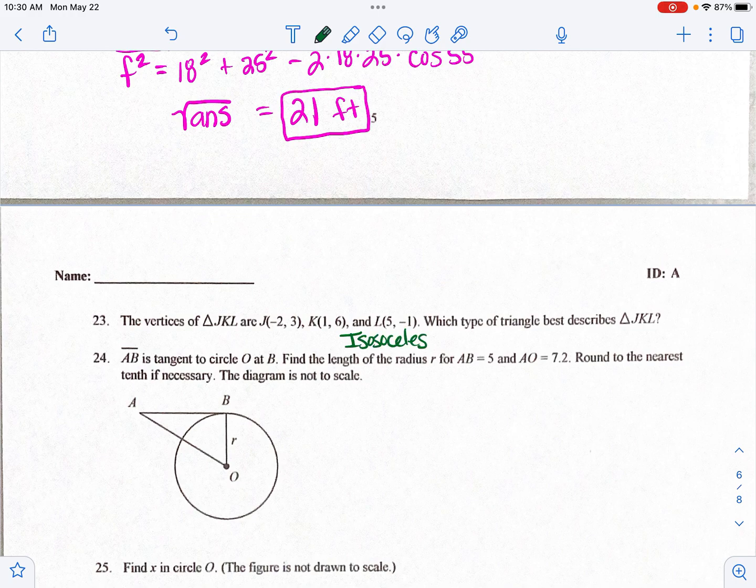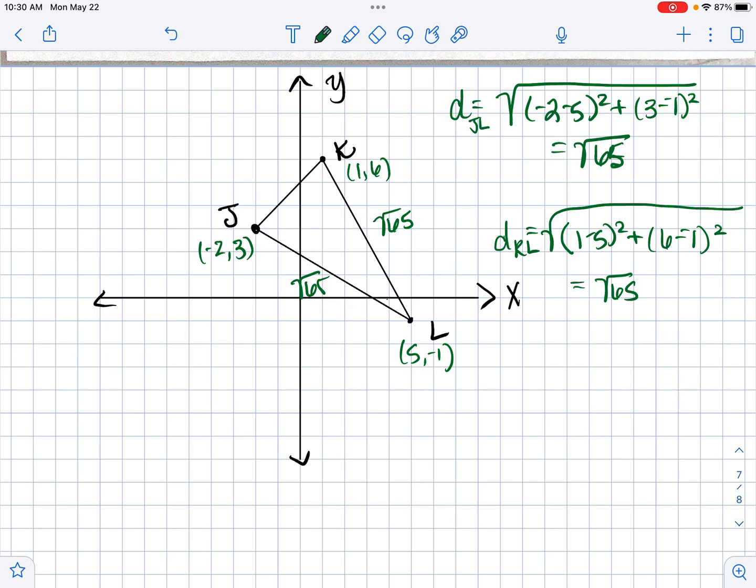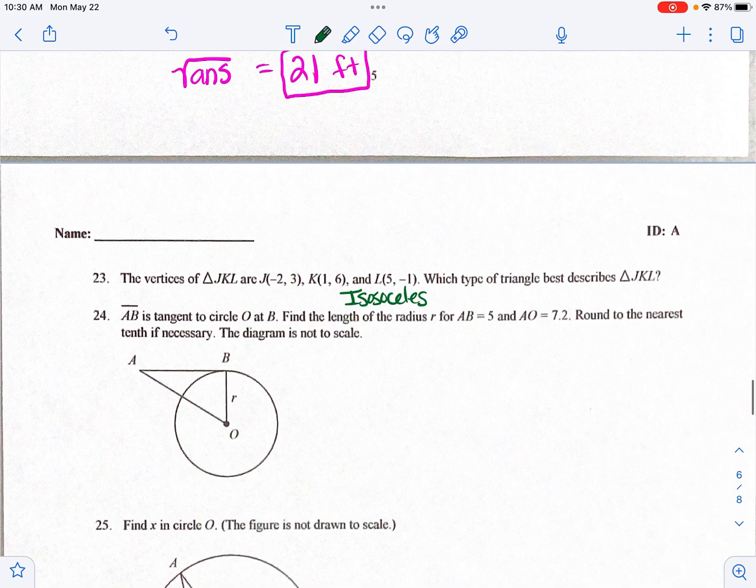Remember, the other two options were equilateral or scalene. Again, obviously not equilateral. And if these two had been different numbers, that means all three sides would have been different and it would have been scalene.